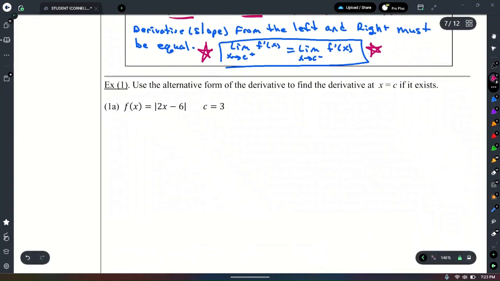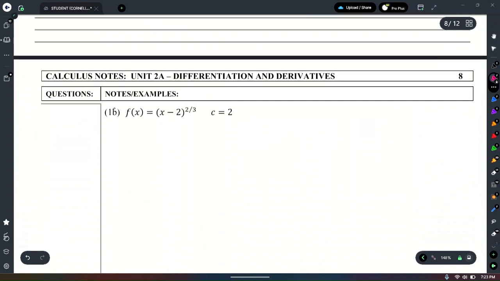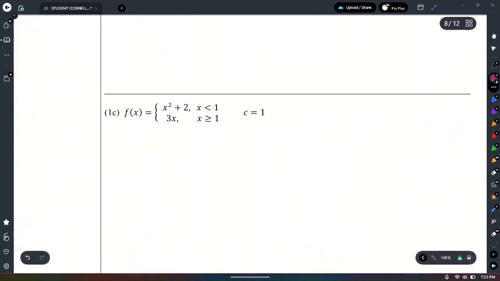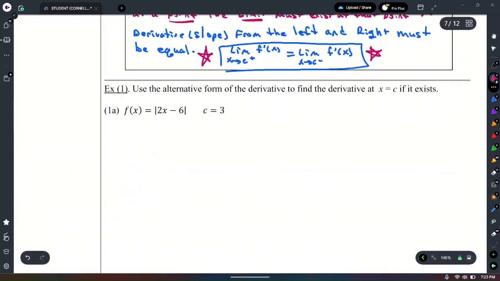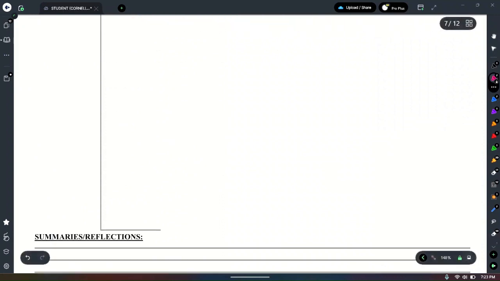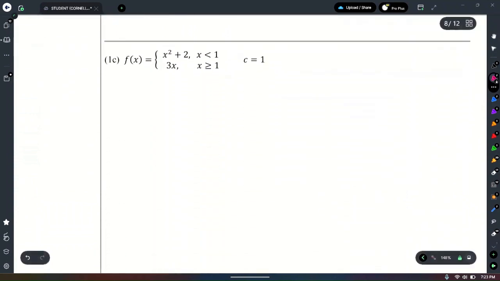And we're going to jump around here a little bit. So we're going to go past example 1a. We're going to not do 1b. And we're going to start in with 1c. And so what they want us to do is use the alternative form of the definition of the derivative to find the derivative at x equals c if it exists. So let's get started on that. And, you know, we love piecewise defined functions, so let's begin.